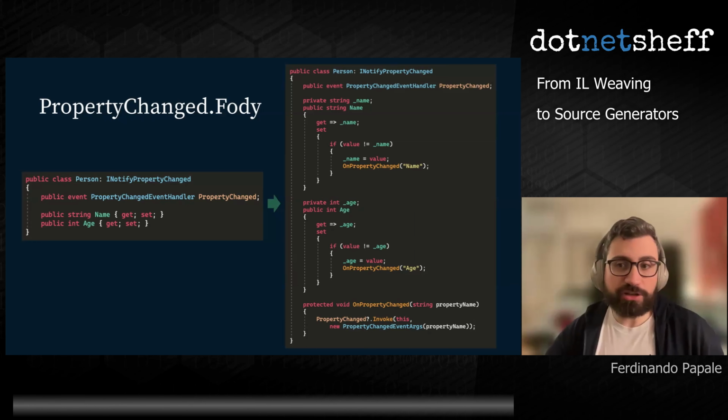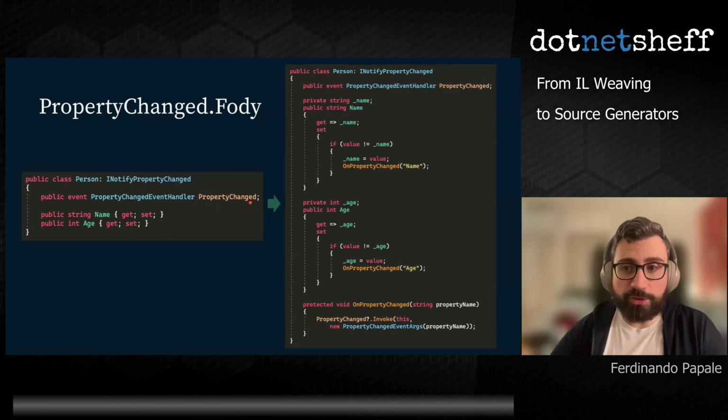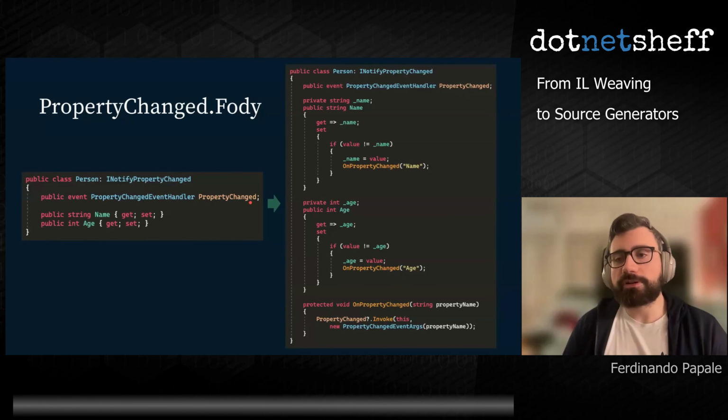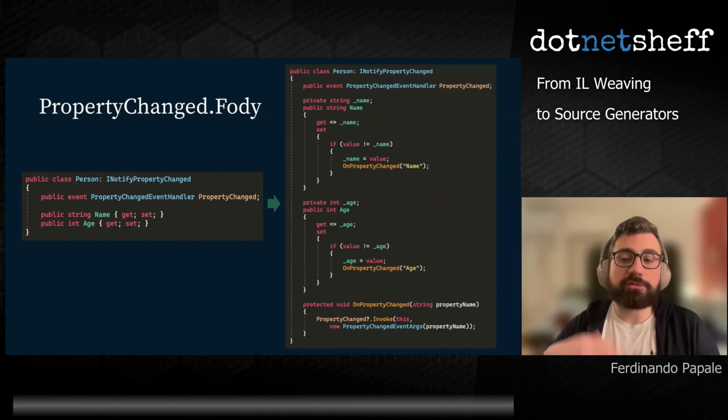The contract here, the idea here, is that the UI subscribes to this event, and the class itself raises it every time one of the properties it has changes. So in this case, every time the name changes or the age changes, this event should be raised with the name of the property that has changed, so the UI can essentially refresh.